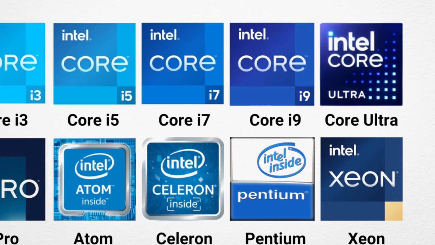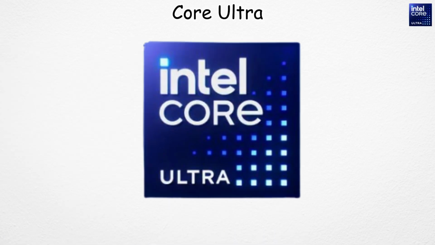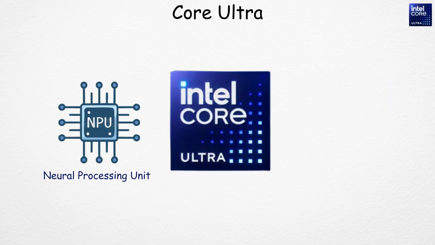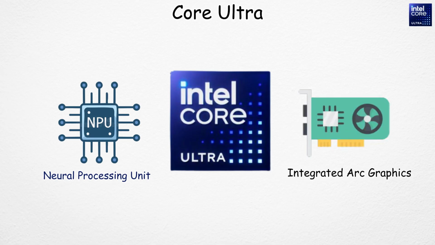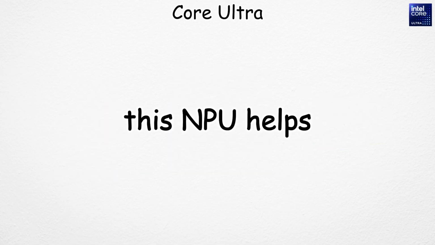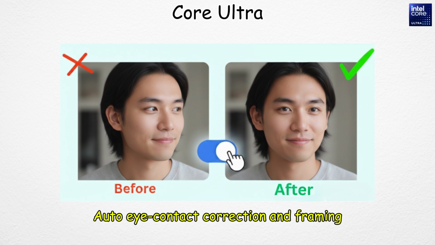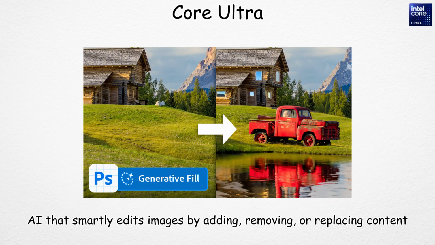Intel Core Ultra, the shift to AI-optimized processing. Found mostly in premium laptops, these chips integrate a dedicated NPU alongside the CPU and integrated Arc graphics for AI-heavy workloads. This NPU helps offload tasks like real-time background blur and noise suppression in Zoom and auto eye contact correction and framing, accelerated features in creative apps like generative fill.